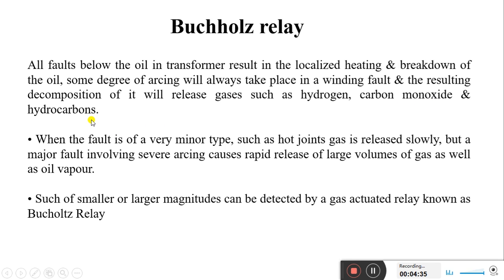So what does it mean? It means that if inside the transformer tank arcing takes place, or some fire hazard takes place, or overheating takes place in the winding, then it results in the decomposition of the oil, which releases gases, and these gases are nothing but hydrogen, carbon monoxide and hydrocarbons. So these gases rush towards the top level.